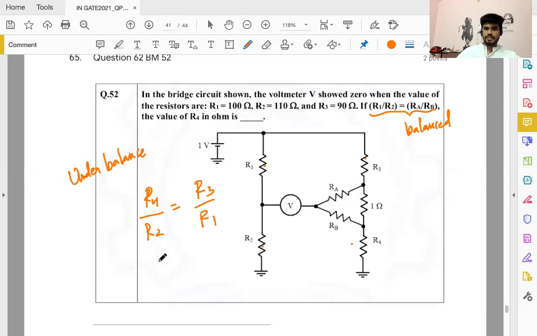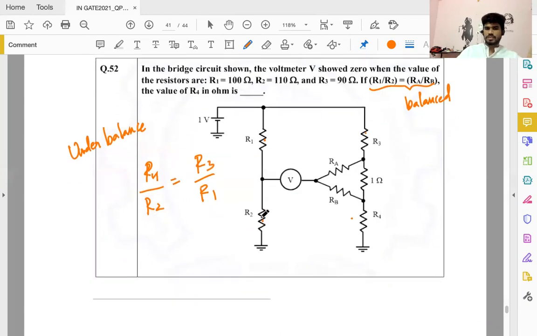And I also highlighted this detail while going through the Kelvin double bridge. Although the bridge looks complicated, when things are balanced, the conditions are very, very simple. So your R4 is, just find that. 90 into 1110 divided by 100, 99.